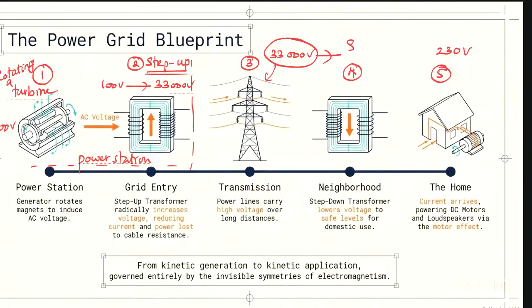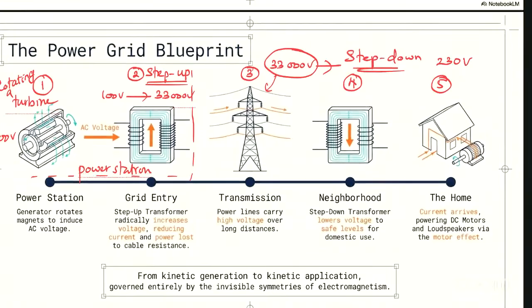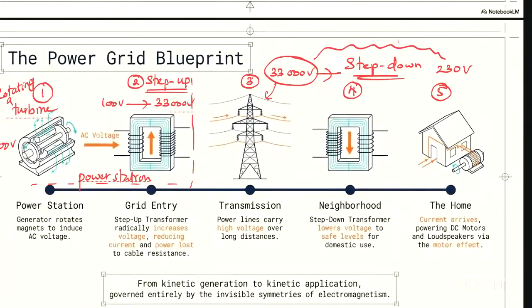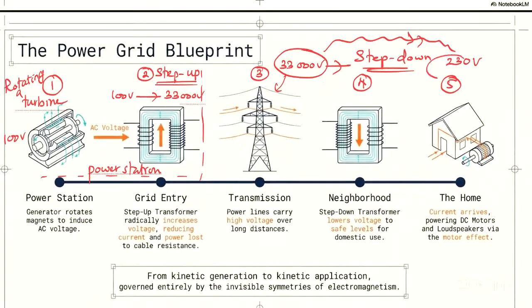Therefore, the fourth step will be the step down transformer. In the step down transformer, this 33,000 will be decreased to 230, and we can use that 230. So these are the main five components of the national grid. When there's a question related to the national grid, you need to mention all five steps, all five components.